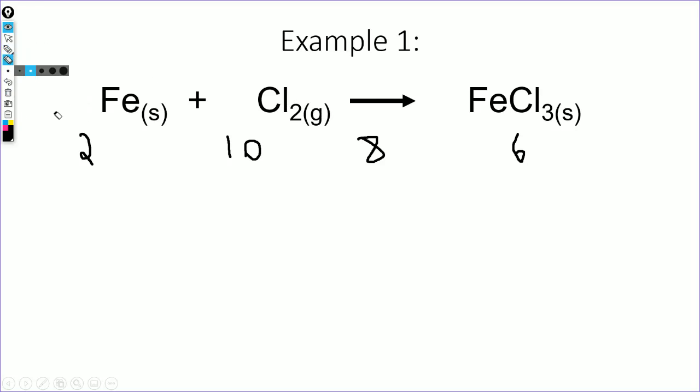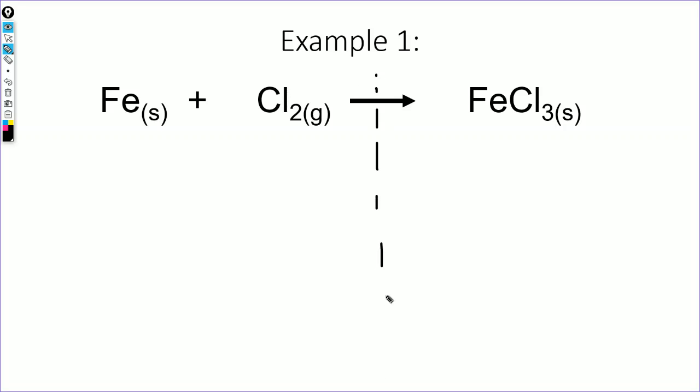So let's do this one. Iron combines with chlorine gas to produce iron chloride. Iron 2 chloride? Iron 6 chloride? No, iron 3 chloride. That's what it is. Iron 3 chloride is the way you would say it. But that's irrelevant.